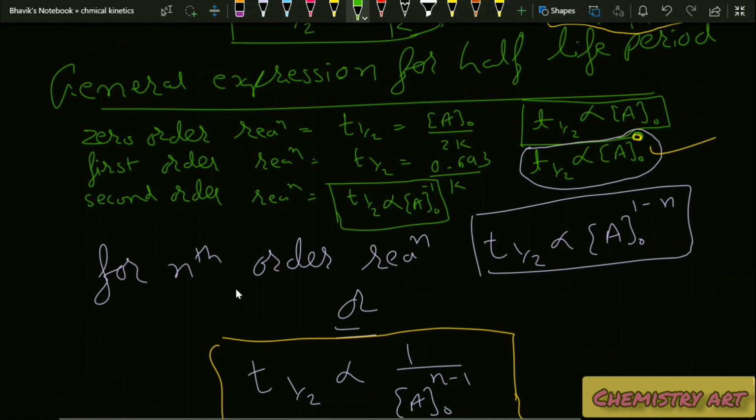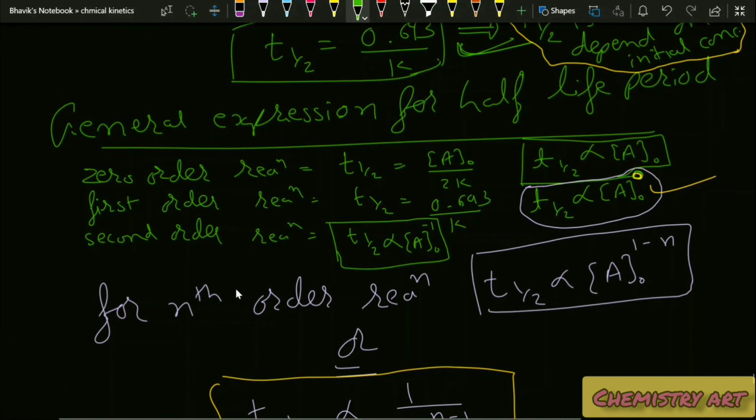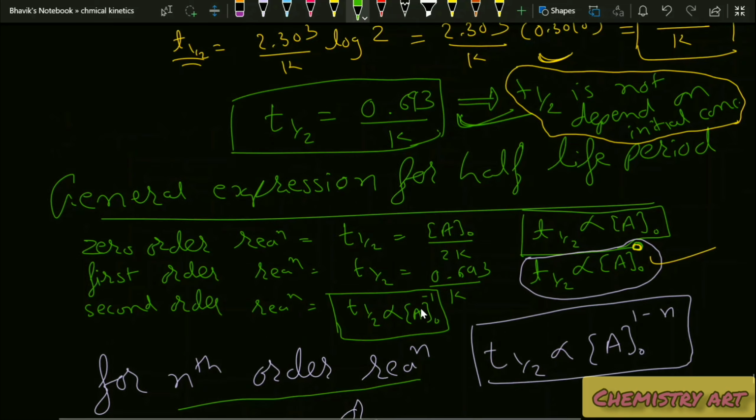Here we have discussed the half-life of zero order reactions, first order reactions, second order reactions, and then the general nth order reaction. For the nth order reaction, we have discussed the half-life equation.